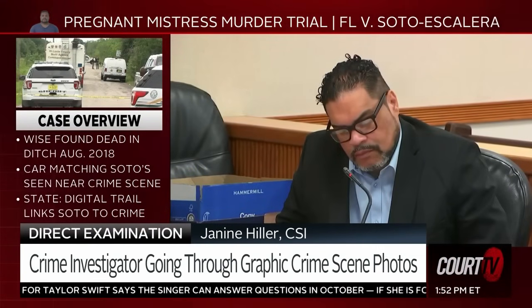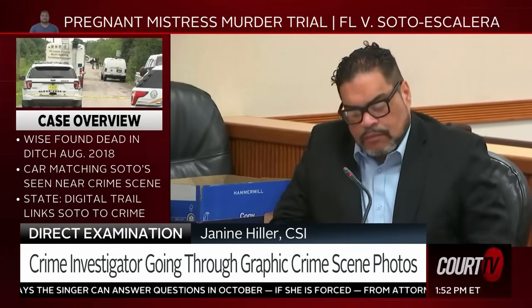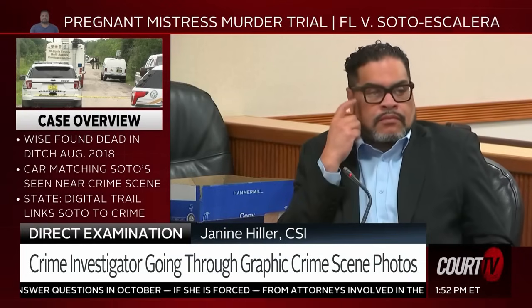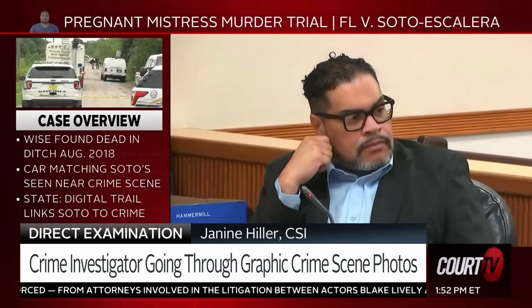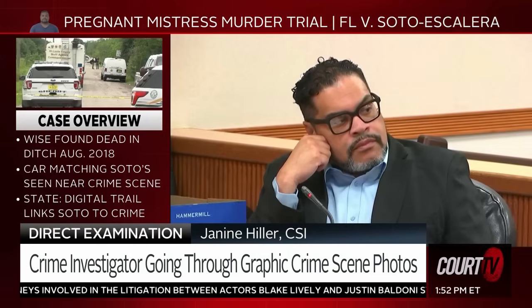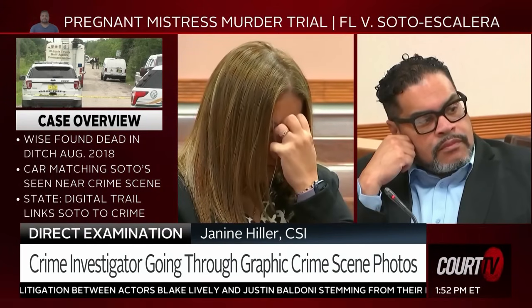And we now have State's Exhibit 55. This is more just documentation of the condition that she's in once we take her from the way that we found her, and documenting anything that we see.